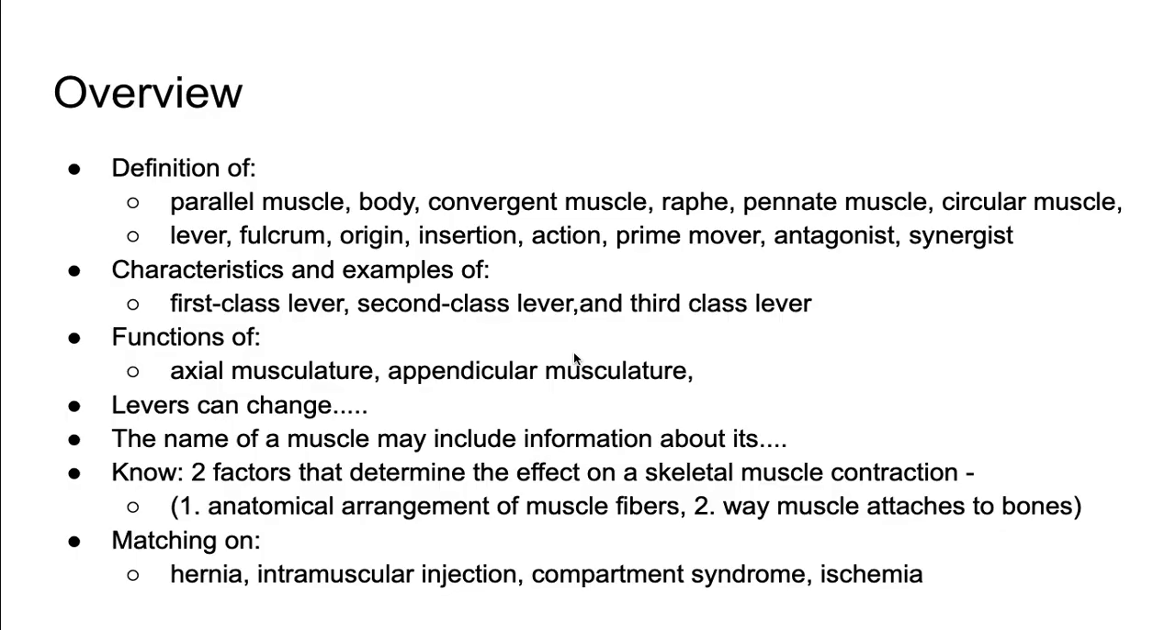So we're going to be covering definitions. We're going to cover first class, second class, and third class levers in their relation to your muscles and joints. We'll be covering axial musculature and appendicular musculature. We'll be covering what things levers can change, what kind of information you can tell about a muscle based on its name. You'll be able to learn about factors that determine the effect on skeletal muscle contraction, and we're going to learn about some medical terms.